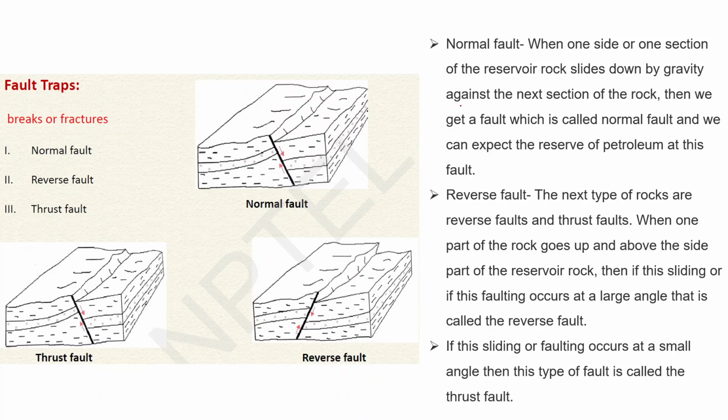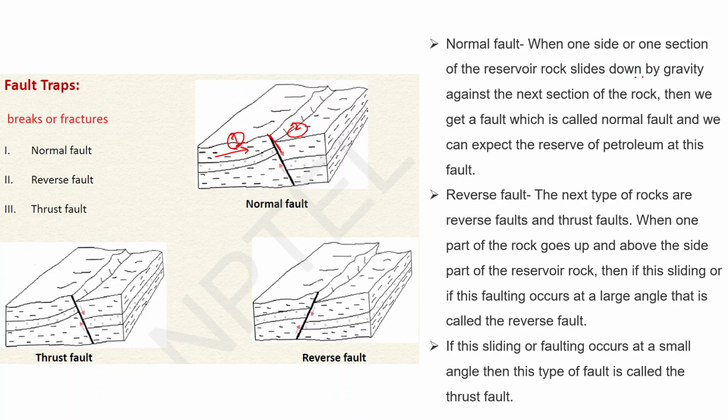So what happens is, suppose we consider there are two rocks coming into contact, as we can see, suppose this is the first rock and this is the second rock. They're coming in contact. So when one side, suppose the second rock, moves down due to gravity, then this kind of structure forms here. This fault takes place, which is a normal fault.